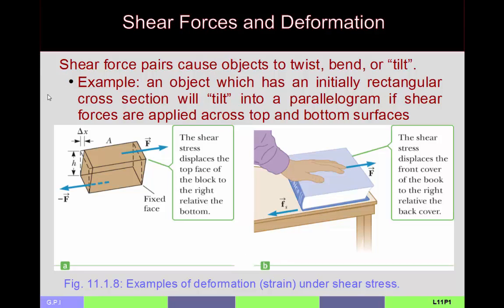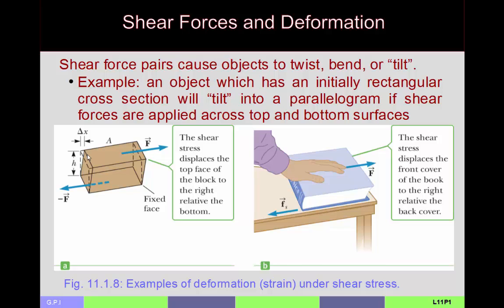And as I said, a shear force pair is going to cause an object to twist, bend, tilt, or basically otherwise slide against itself. If you have an initially rectangular cross-section, the tilt might look like a parallelogram after the shear force is applied. So here's a diagram that shows that. With no shear force applied, this object would basically look like whatever the dotted line is. So it's a perfect box shape. And then when the shear forces are applied, the object basically tilts.